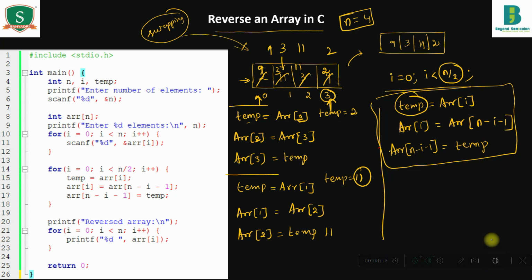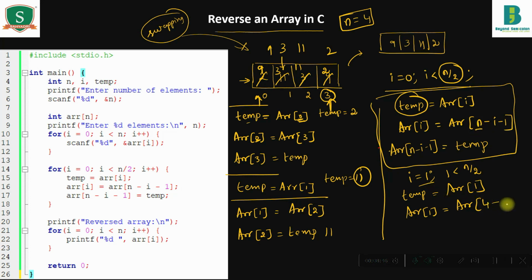Now observe. Next, i is equal to 1. When i is equal to 1, 1 is less than n by 2. Next, temporary is equal to array of i. i value is 1, so the same logic has come here. Array of 1 is equal to array of n, that is 4, minus i value 1, minus 1. 4 minus 1 minus 1 is 2. So we got the 2 value here. Array of 2, again, how did you get it? n minus i minus 1 is equal to temporary, that is holding the array value. I hope you understood the logic.